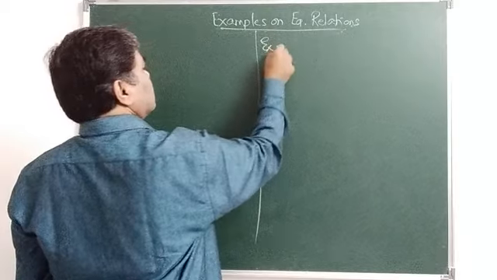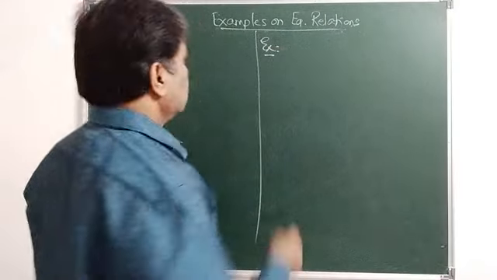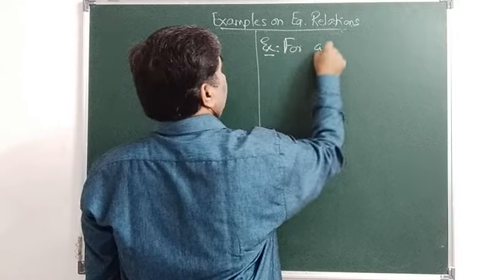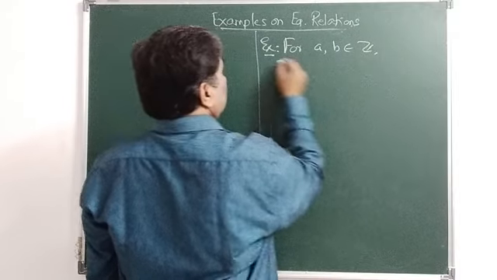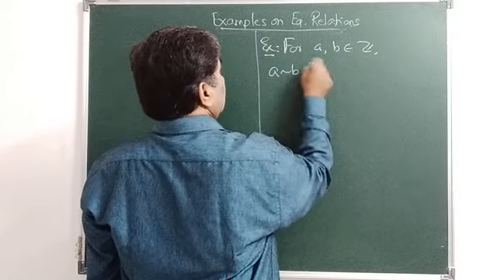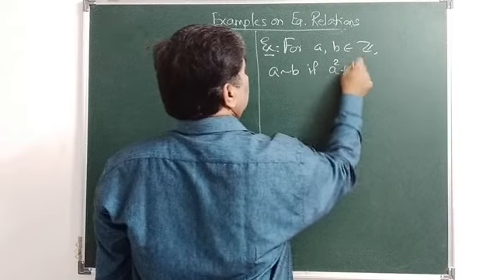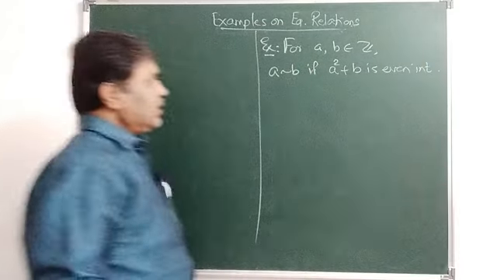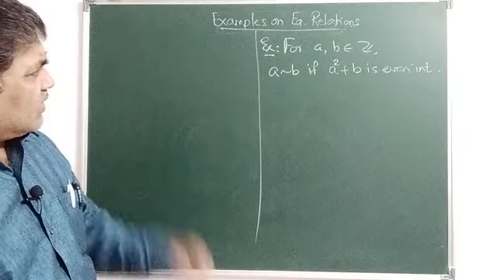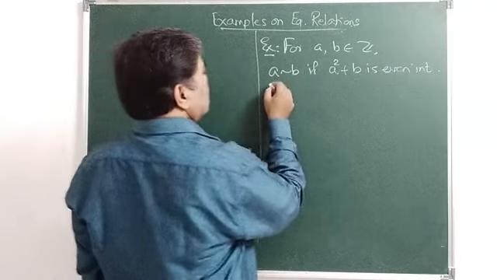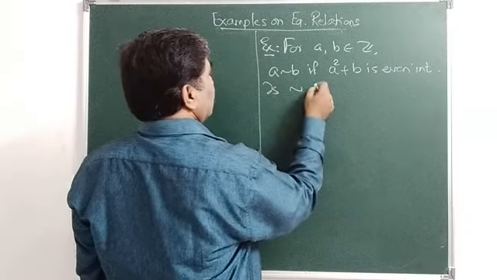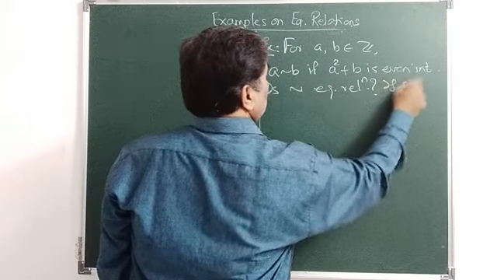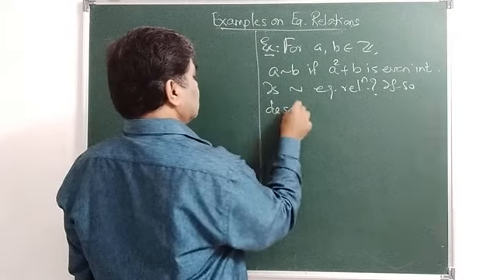Next example. For a, b belongs to Z, a is related to b if a square plus b is an even integer. If I take this one, is tilde an equivalence relation? If so, describe the equivalence classes.